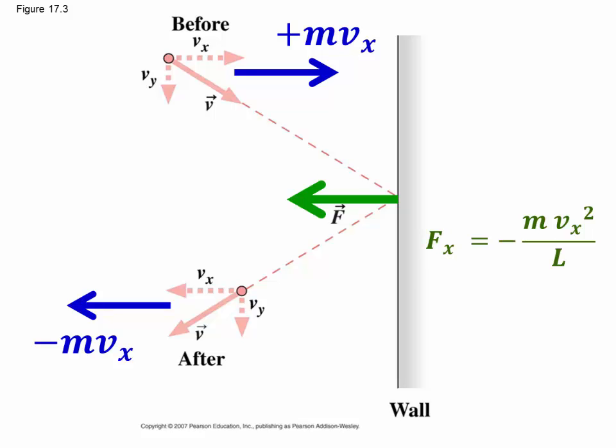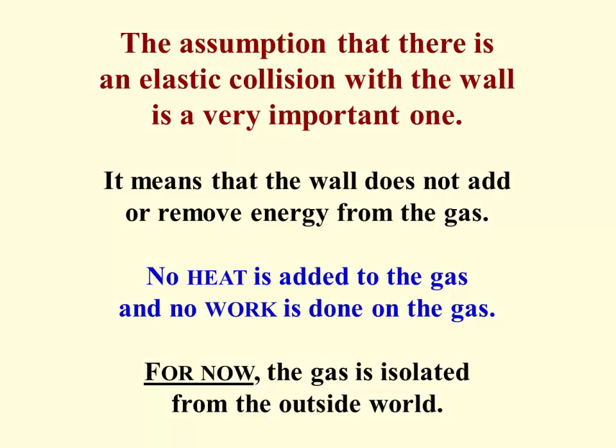What does this do to the wall? Well, the assumption here is that there's an elastic collision with the wall, and in fact that the wall is infinitely massive. This means that the wall does not add or remove any energy from the gas. The wall doesn't get heated up by the gas, and the wall does not add any heat to the gas. Similarly, no work is done on the wall, and no work is done on the gas. For now, what we're doing is we're making assumptions that allow us to completely isolate the gas from the outside world. The first law of thermodynamics will be used to connect what's going on inside the gas to the outside world. Right now we're just looking at the gas.